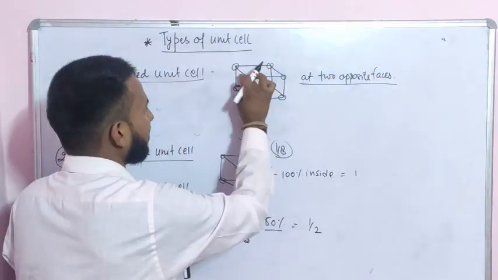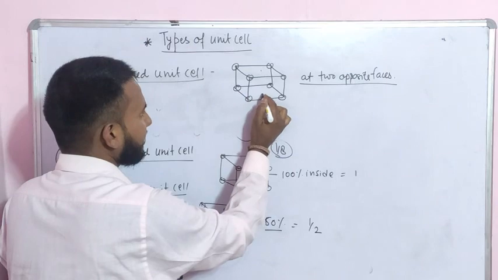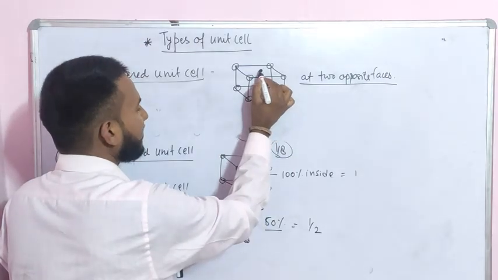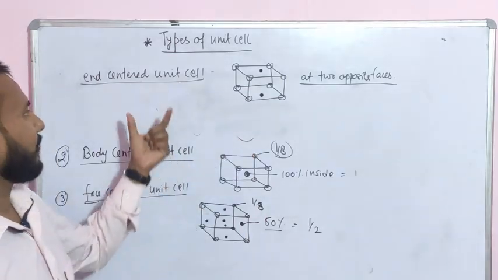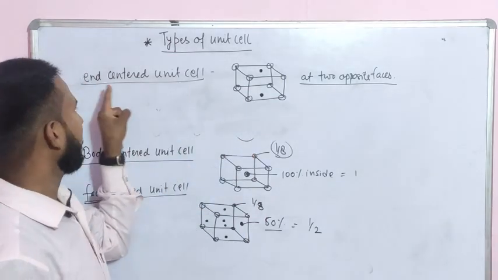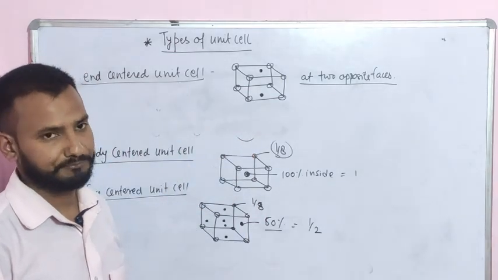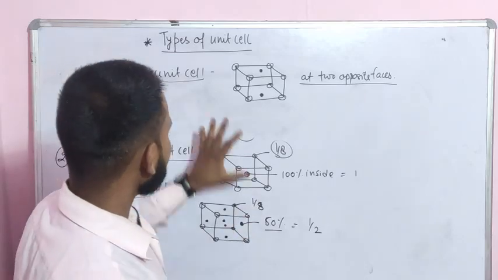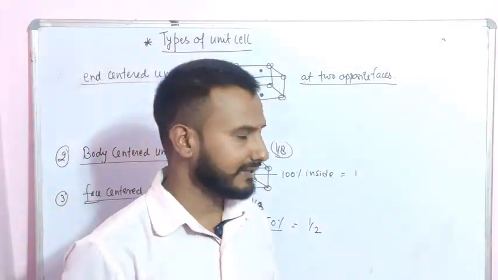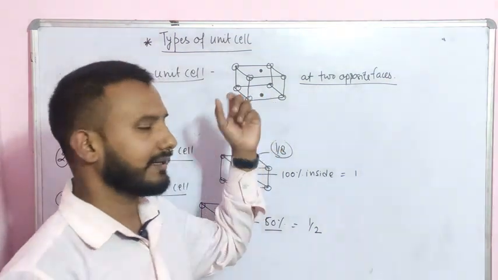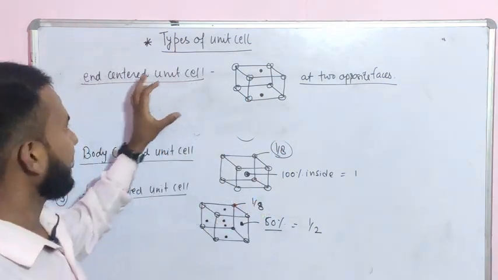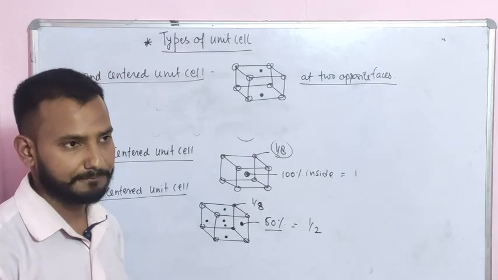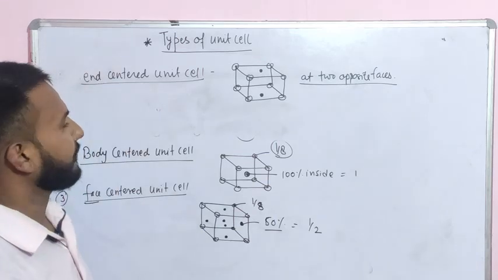For example, this is one face, its opposite is this. So if atoms are present at the center of the two opposite faces, this type of cubical unit cell is known as an end centered cubic unit cell. Is it clear? So atoms will be present at corners as well as at the center of the two opposite faces. So that type of unit cell is known as, okay, sorry, end centered unit cell.